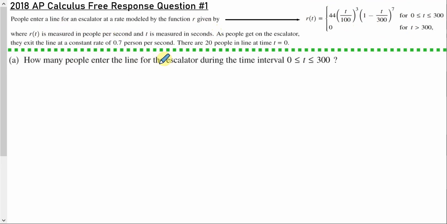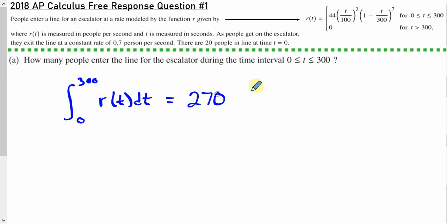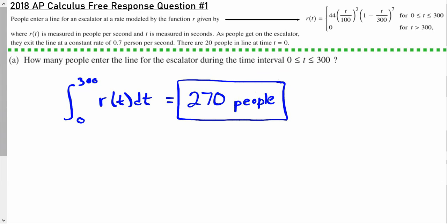So how many people entered the line during the time interval 0 to 300? Well, since we know the rate at which they enter, the amount that enter is the integral of the rate. And that's simply what you have to calculate. Now, this is a calculator dependent problem, which I know this year we won't be using our calculators. However, the relationships between the rates and the amounts is a very important thing. So there are 270 people that get on the escalator between 0 and 300.